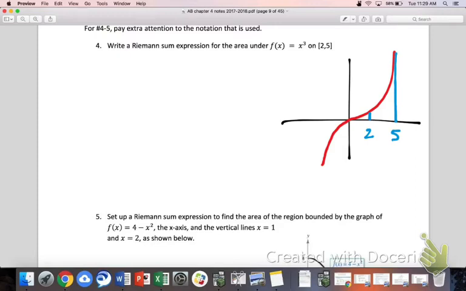So what we are supposed to do here is write a Riemann sum expression for the area under that curve, or between the red curve and the x-axis. So we're talking about this area right here, like so.